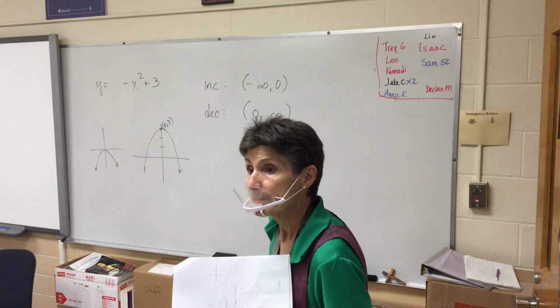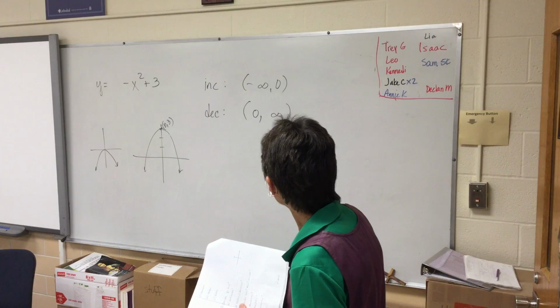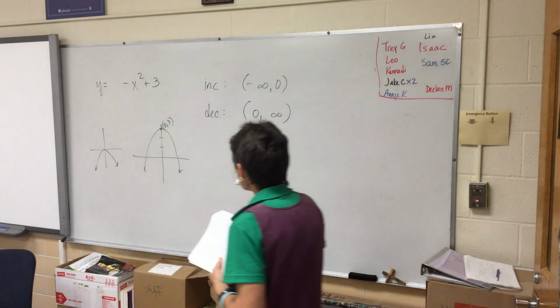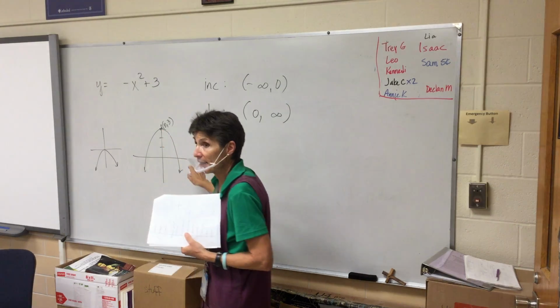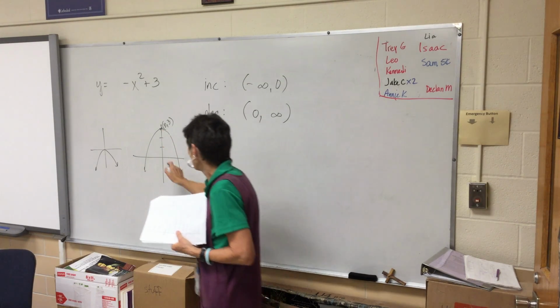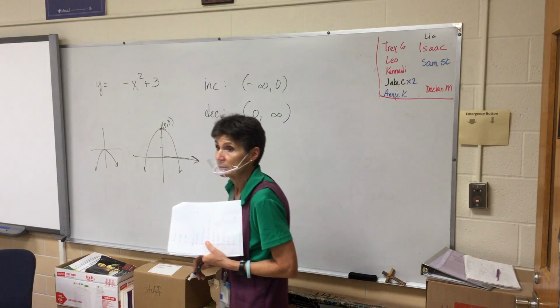Why wouldn't it be like negative infinity when it decreases? I'm looking at x values. And as I'm moving in this direction, I'm not heading toward negative infinity. I'm looking at the x values going this way. Oh, okay.